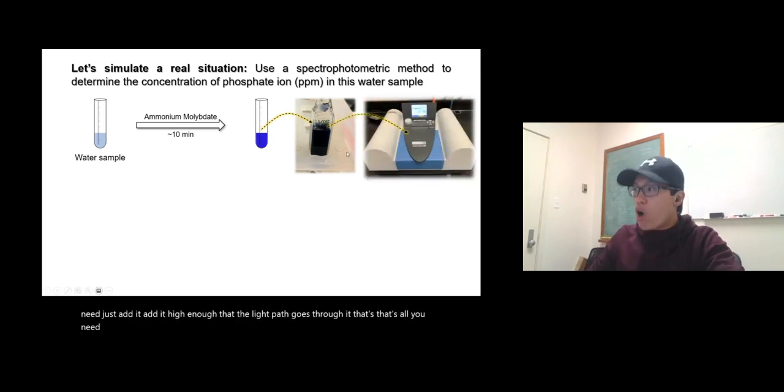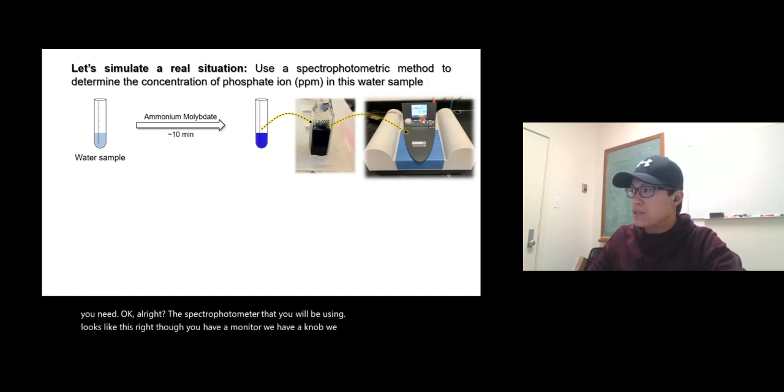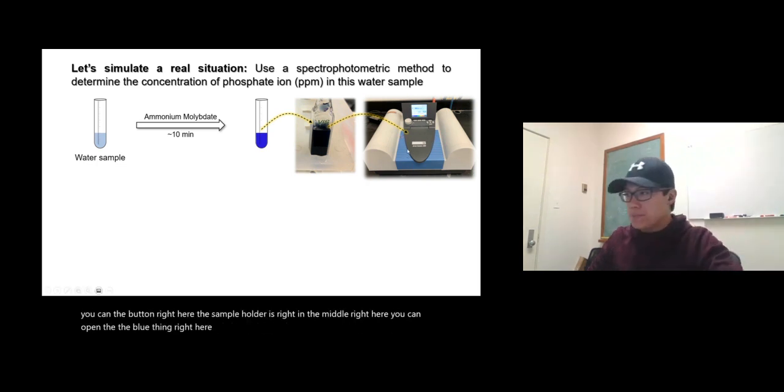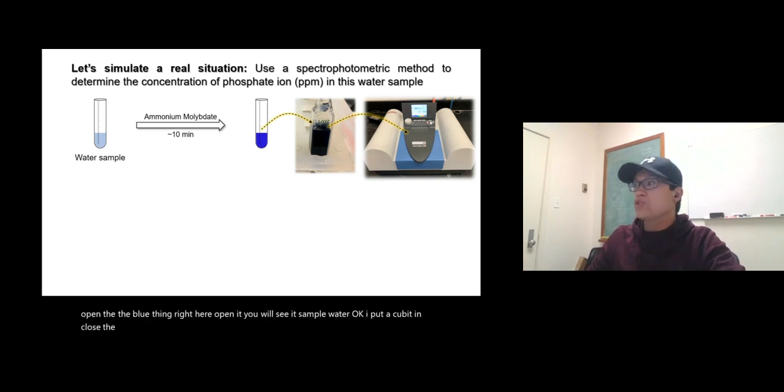All right. The spectrophotometer that you'll be using looks like this. You have a monitor, a knob, and all the buttons. The sample holder is right in the middle here. You can open the blue thing right here, and you will see the sample holder. Put a cuvette in, close the sample holder, and then you just read it.